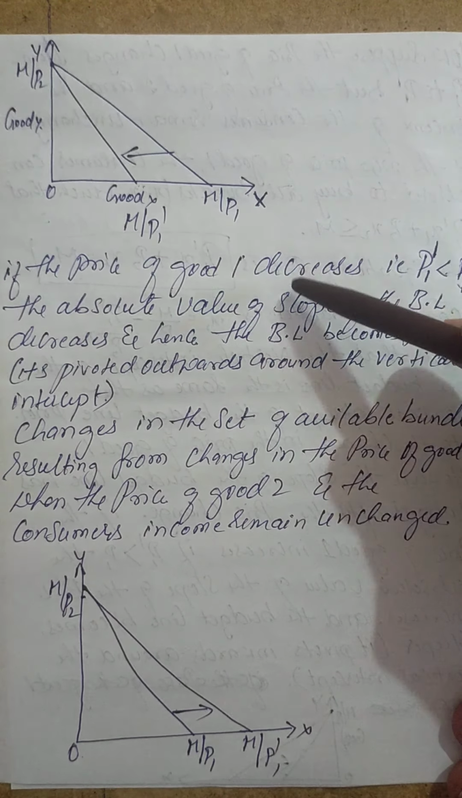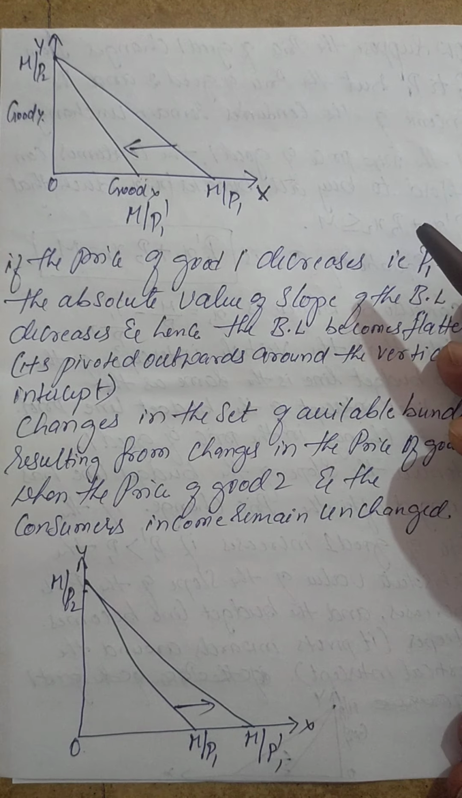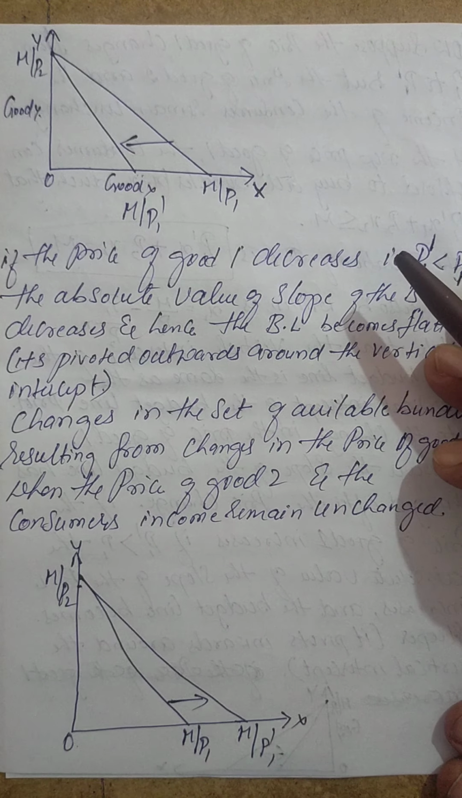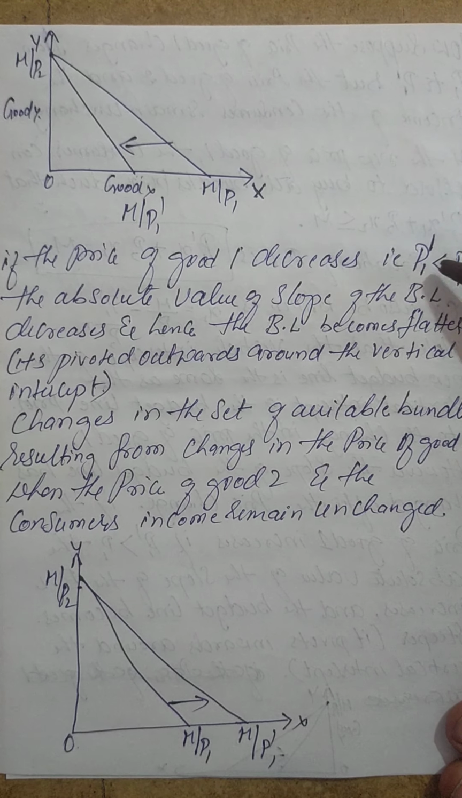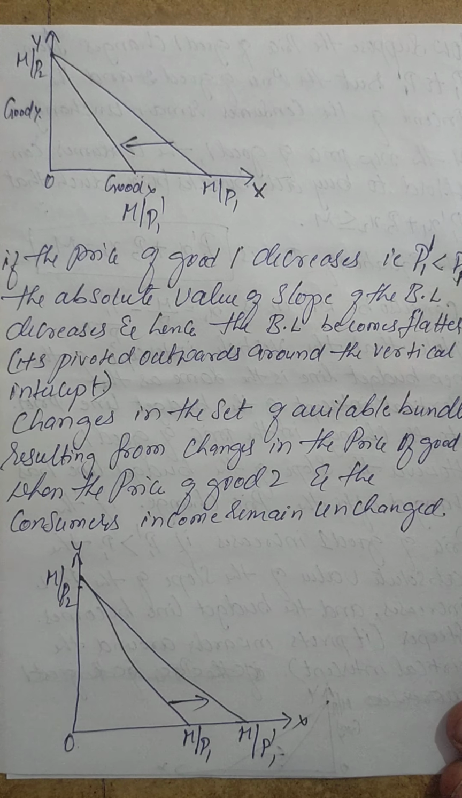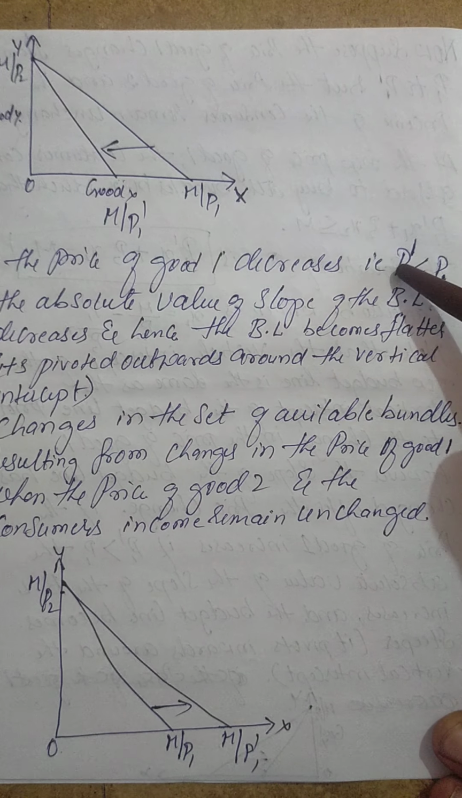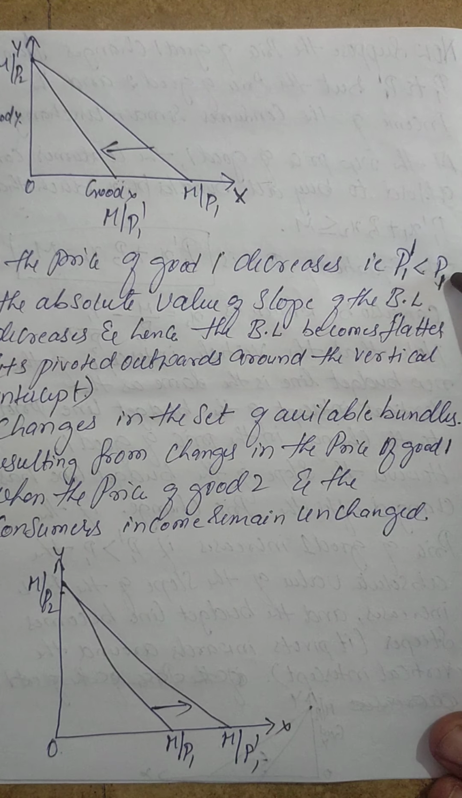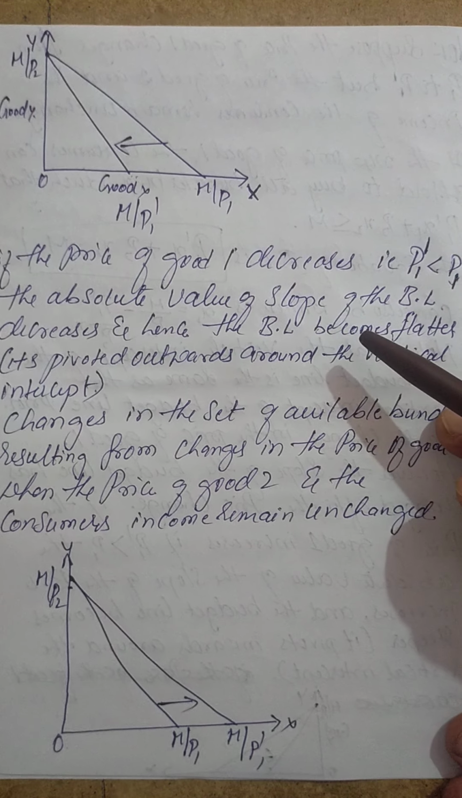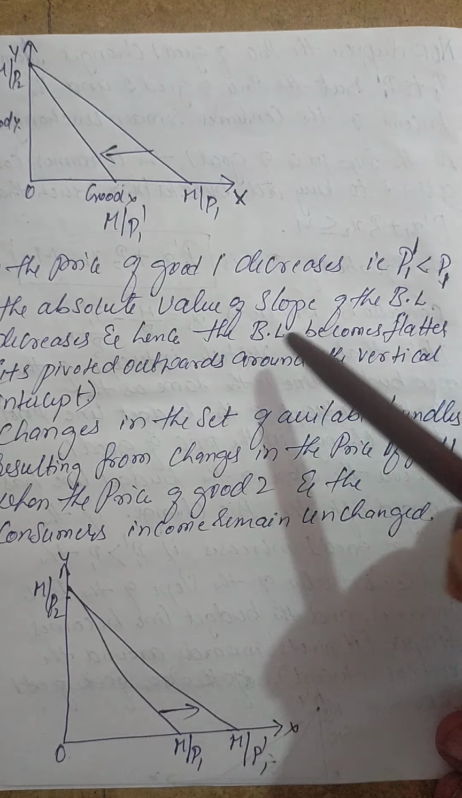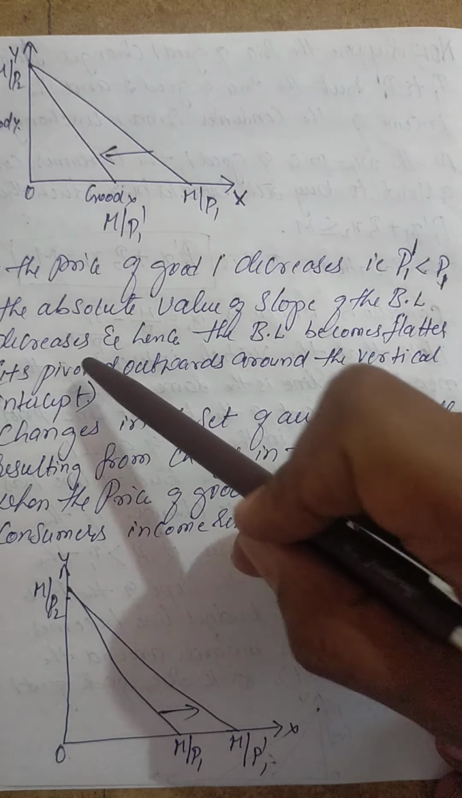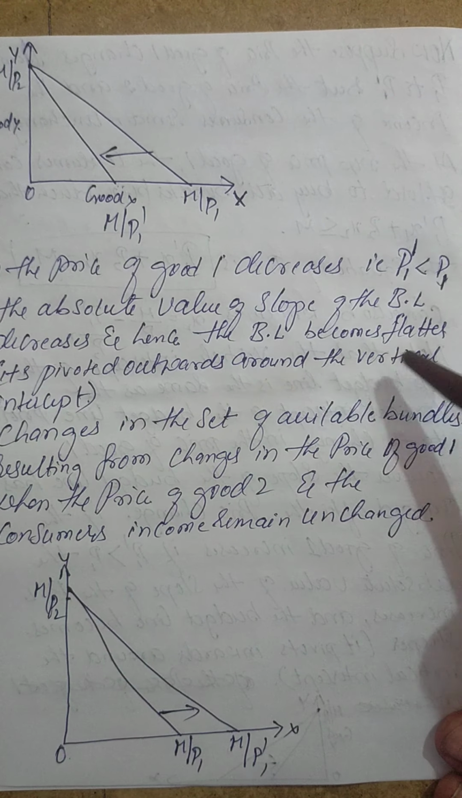Now if the price of good one decreases, what happens? P1 dash becomes lesser than P1. That means it becomes much less compared to the original price. This is the original price, this is the change in price, and the change in price is lesser than the original price. So the absolute value of the slope of the budget line decreases and the budget line becomes flatter.